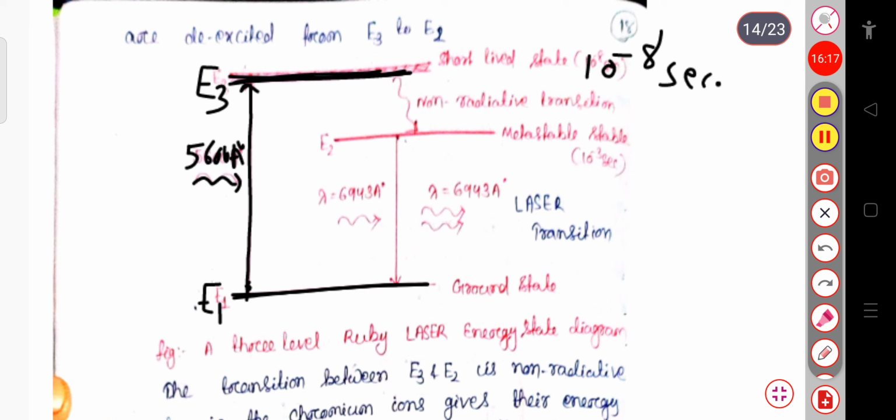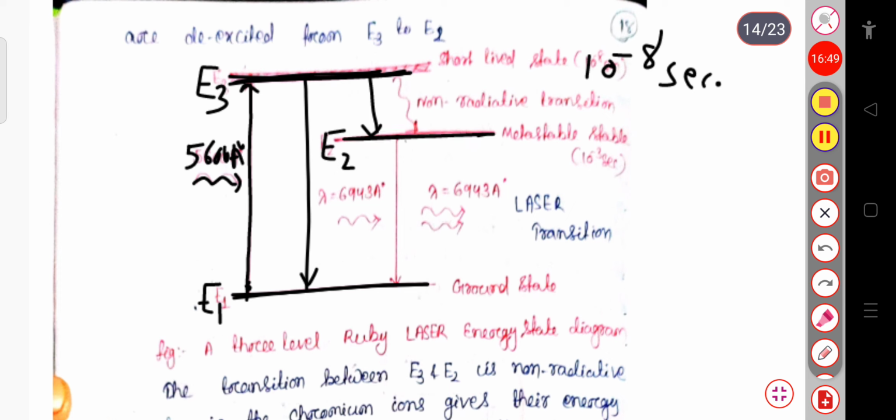So after their lifetime, most of the chromium ions will get de-excited and jump from the E3 state to the E1 state directly. Also, a few chromium ions will de-excite from the E3 state to the E2 state. The E2 state is your intermediate state, or metastable state.